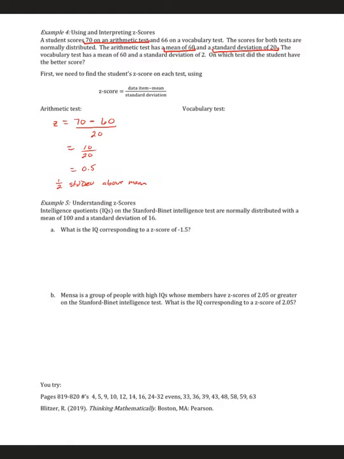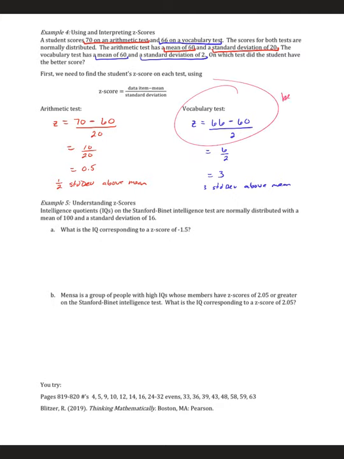Now, let's look at the vocab test. They scored a 66 on the vocab test. The vocab test has a mean of 60 and a standard deviation of 2. So for the z-score, the data item is 66, we're subtracting the mean of 60, and dividing by the standard deviation of 2. So this would be 6 over 2, which is 3. So this means 3 standard deviations above the mean. So which one did they score better on? Right, the vocabulary test. They did better on the vocab test because they had a higher number of standard deviations above the mean.